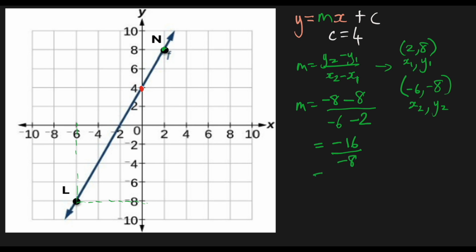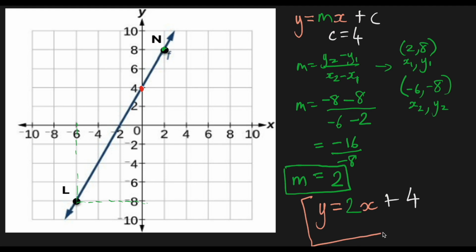A negative divided by a negative is a positive, first things first. Then 16 divided by 8 is just 2. So our gradient is +2, and you can tell that it was supposed to be positive as it's increasing. So our equation of this line would be y is equal to 2x plus 4.